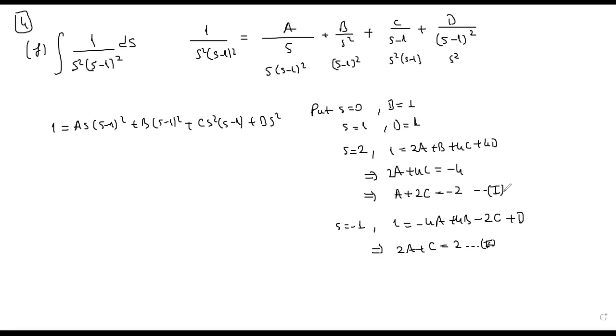Now if you solve 1 and 2, you will get a is equal to 2 and c is equal to minus 2. We had before b is equal to 1 and d is equal to 1. Now the only thing we need to do is to plug them in here. All right, let's do that.